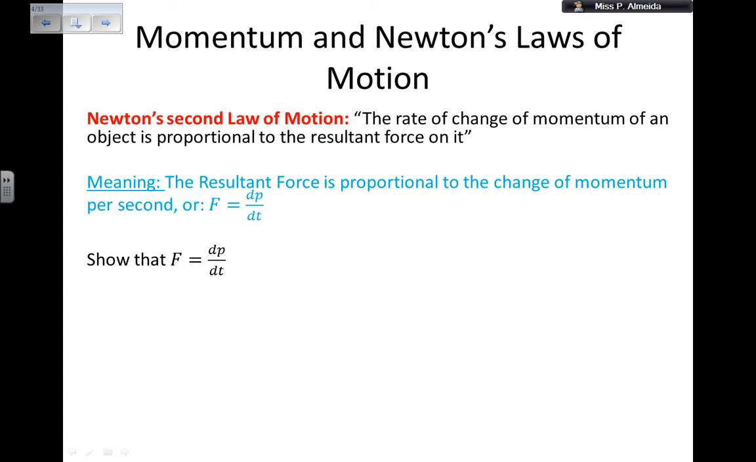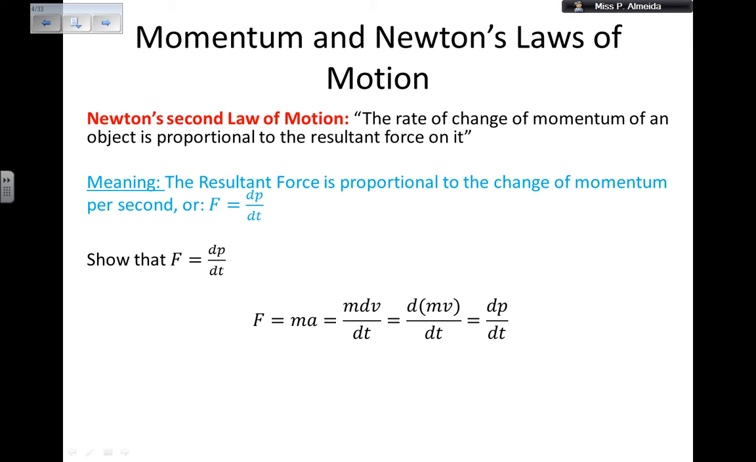Newton's second law of motion says that the rate of change of momentum of an object is proportional to the resultant force on it. So instead of saying force equals mass times acceleration, you can say this instead because you're relating it to momentum. It means that the resultant force is proportional to the change of momentum per second. So I can put that in the formula F equals dp over dt, with the derivatives. And it's very easy to show that F equals dp over dt.